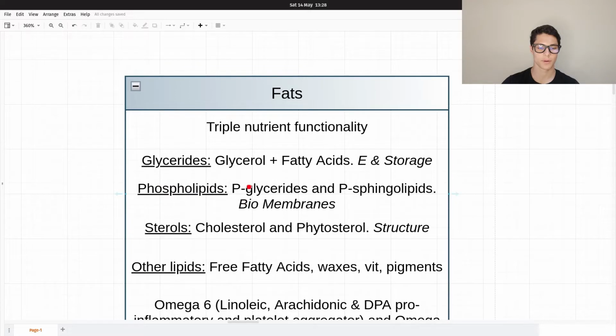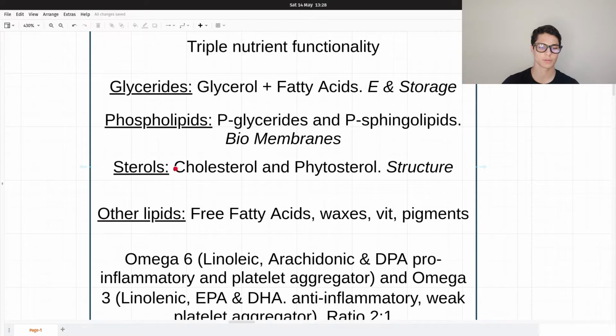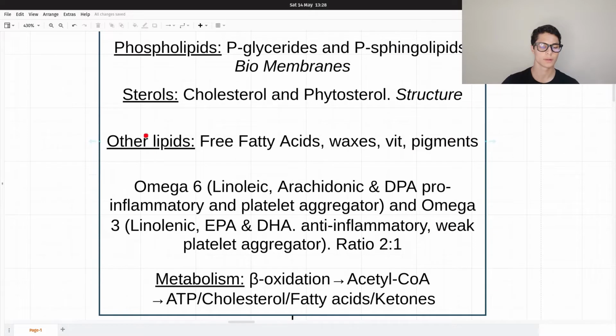Phospholipids are made from phosphoglycerides and phosphosphingolipids. They are used for biological membranes, cell membranes. And then sterols, the cholesterol and the phytosterol, are made for the structure of the cell, for the membranes too. And then there are other lipids such as free fatty acids, waxes, vitamins, and pigments.